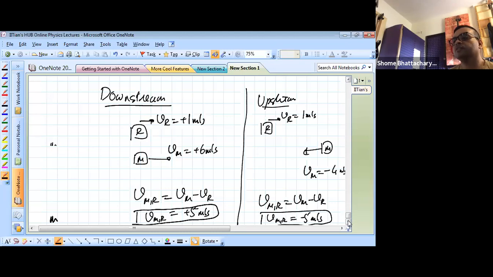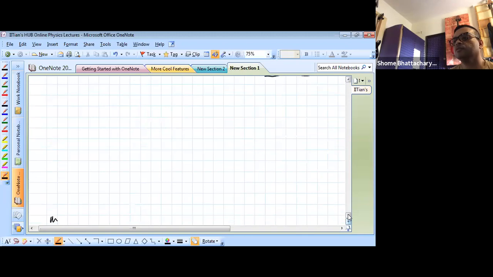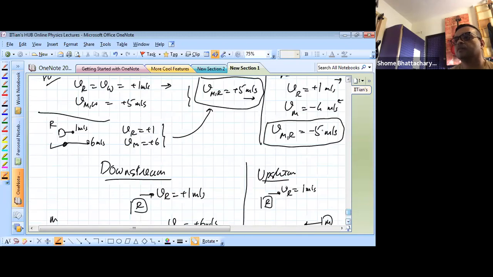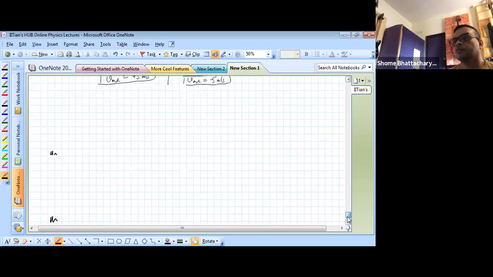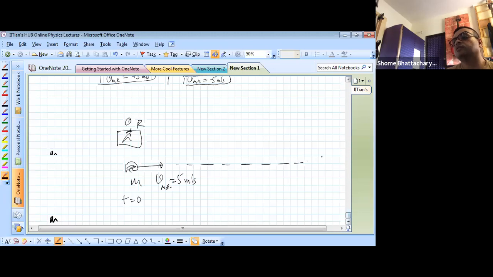So how do you visualize this whole working now? You visualize it like this: you are standing on the raft as an observer. The motorboat goes past you at 5 meters per second at t equal to 0. Then it takes a U-turn at t equal to 10 seconds and then starts coming back. But it starts coming back with what speed? Again 5 meters per second.